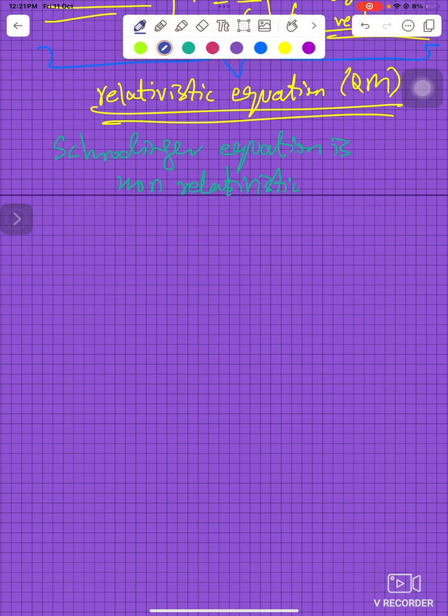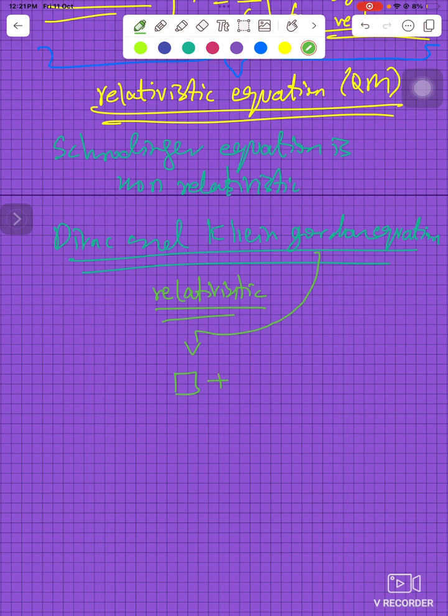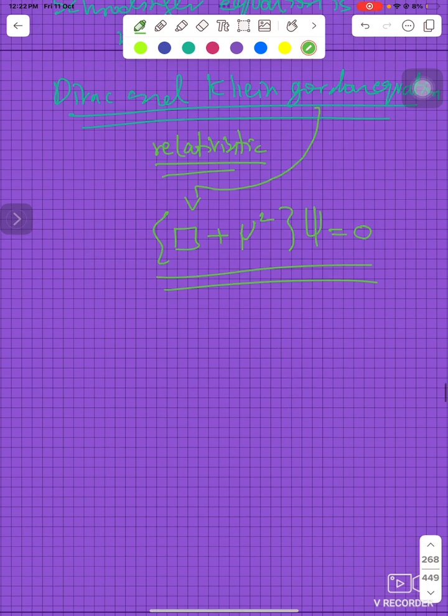As the other two, which are the Dirac and Klein-Gordon equations, are relativistic. The Klein-Gordon equation is written as this plus this. And the Dirac equation is the combination of this and this.